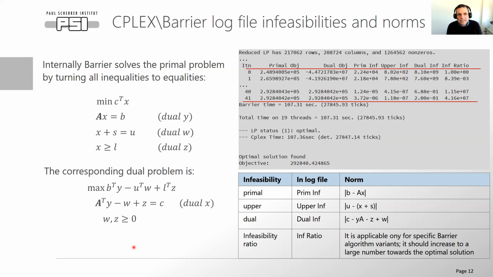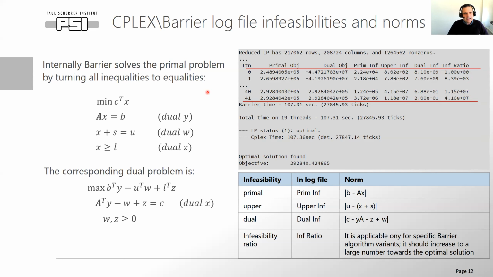Another insight that we get from the CPLEX barrier log file is that we get quite a lot of information about the primal and dual objective, the primal infeasibility, the upper infeasibility, the dual infeasibility, and sometimes we also get an infeasibility ratio. So what are all these things?